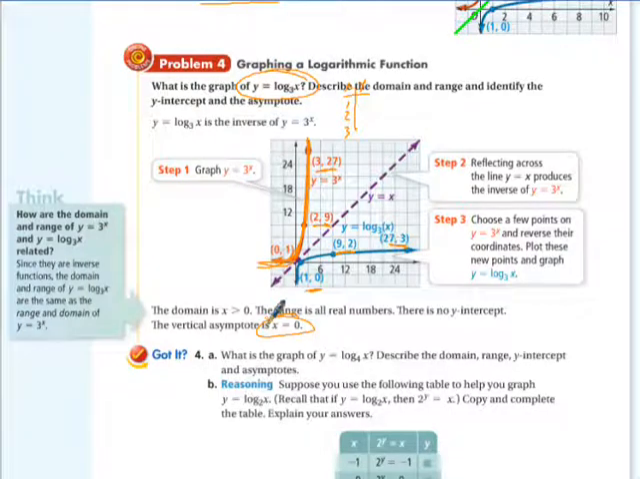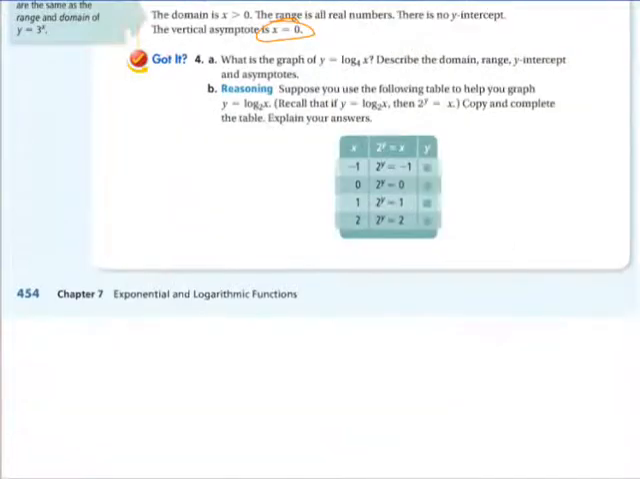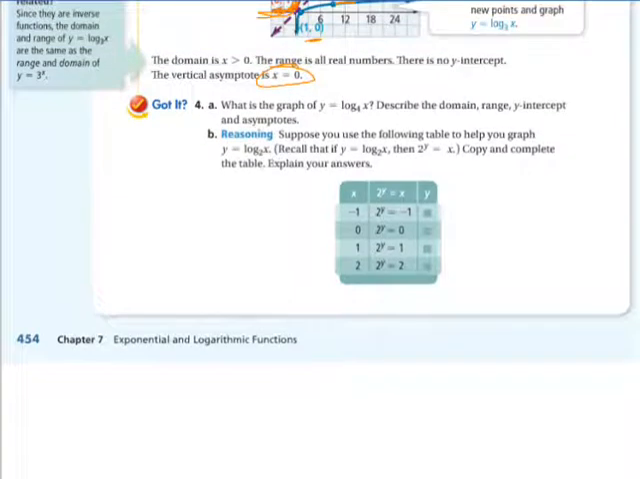Okay? Let's take a look here. What is the graph of y equals log base 4 of x? Describe the domain, range, y-intercept, and asymptotes. And then take a look at part B, where you're going to suppose you use the following table to help you graph y equals log base 2 of x. Recall that if y equals log base 2 of x, then 2 to the y equals x. Copy and complete the table and explain your answers.